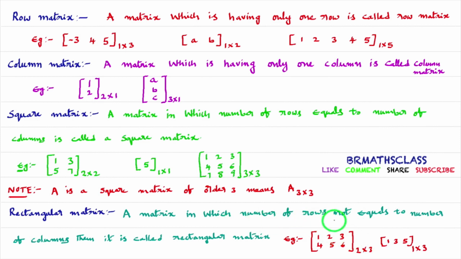A matrix in which number of rows not equal to number of columns. You see this example. This is the matrix of order 1 by 3. In this, 1 row is present and 3 columns are present. So, number of rows not equal to number of columns. So, this is the example for rectangular matrix.